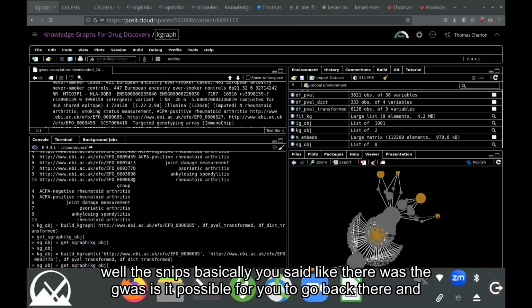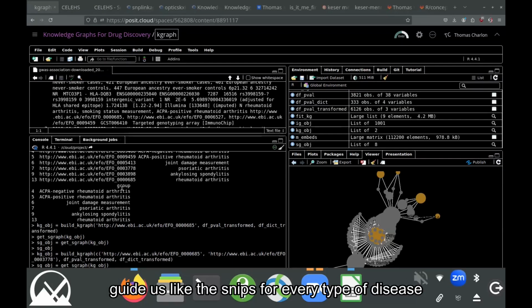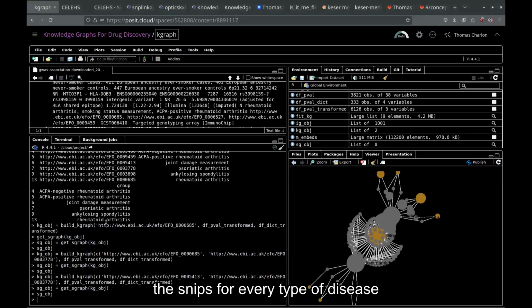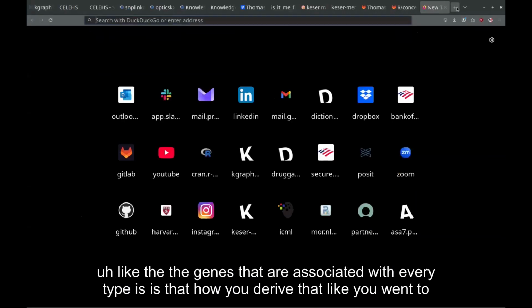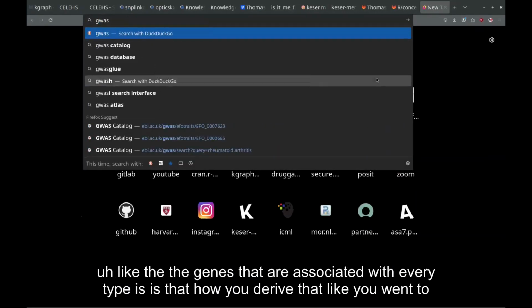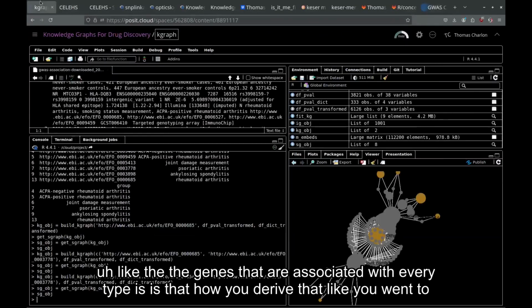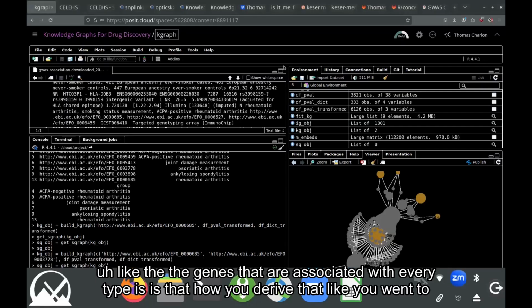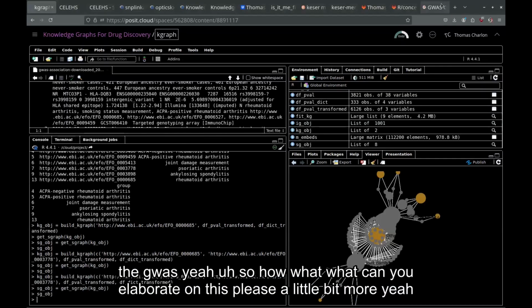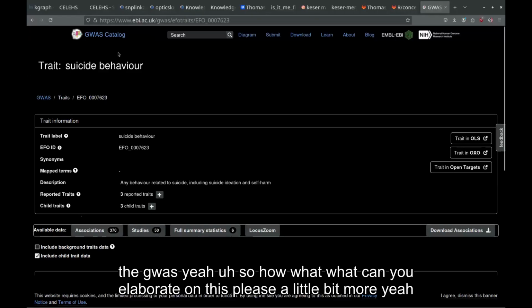So the SNPs, basically, you said there was the GWAS. Is it possible for you to go back there and guide us, like the SNPs for every type of disease? What do you mean? Like the genes that are associated with every type, is that how you derive that? Like you went to the GWAS. Yeah. Can you elaborate on this a little bit more, please?